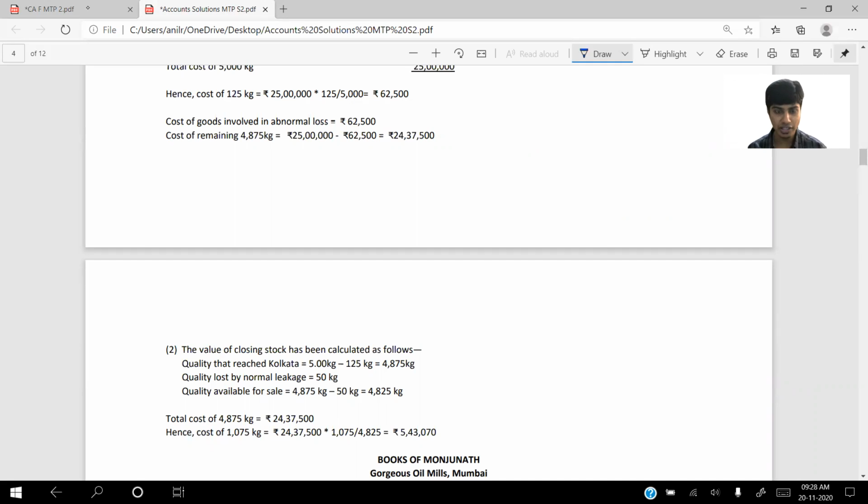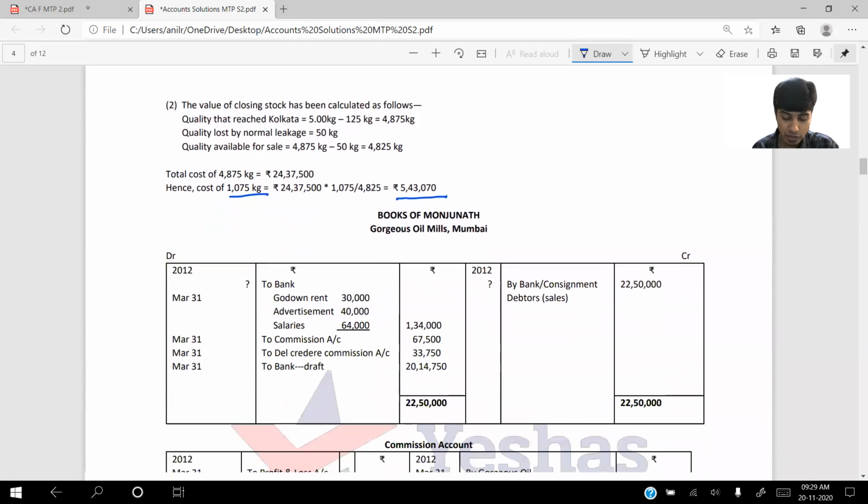And for 1,075 kgs, I told you 1,075. How? 5,000 kgs may say, what not? 5,000 kgs may say 125 is abnormal loss. You get 3,150. 1,125 sold, then 50 kgs is of normal loss, then we get 1,075. That is our value, and then we multiply it to arrive at 5,43,070.